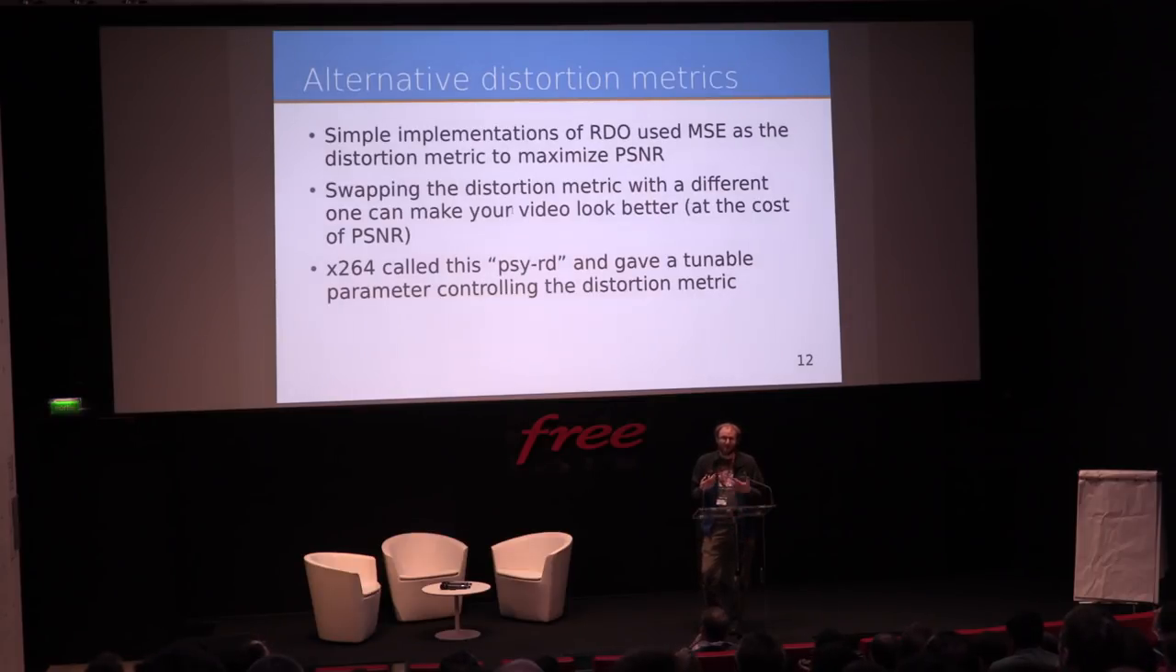Another thing we do is in the distortion metric. I mentioned rate is in bits; it's kind of non-negotiable. Distortion is, though. The simplest implementations of RDO, like those used in libAVM, for example, will basically use MSE as a distortion metric, and they just try to maximize PSNR, make a cool-looking number. But it turns out you can swap the distortion metric with anything else, and you can make your video look better.